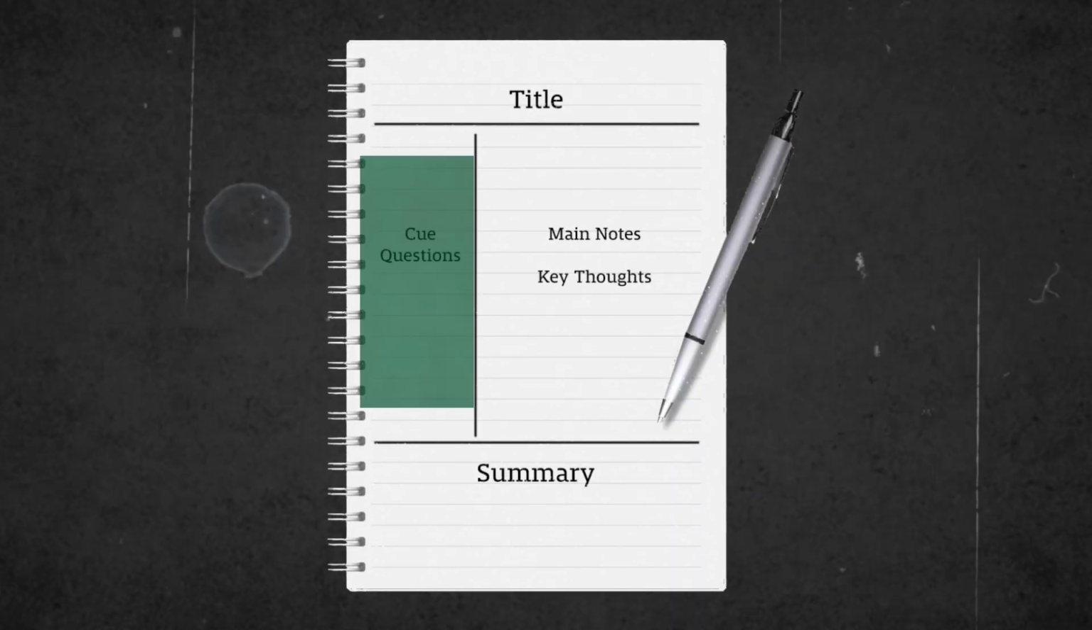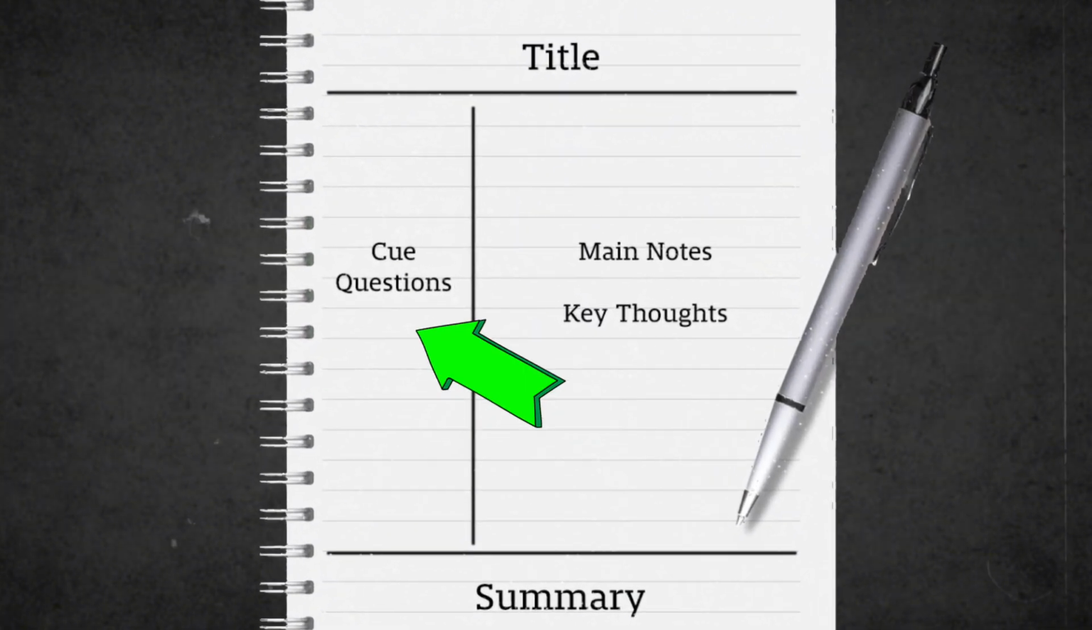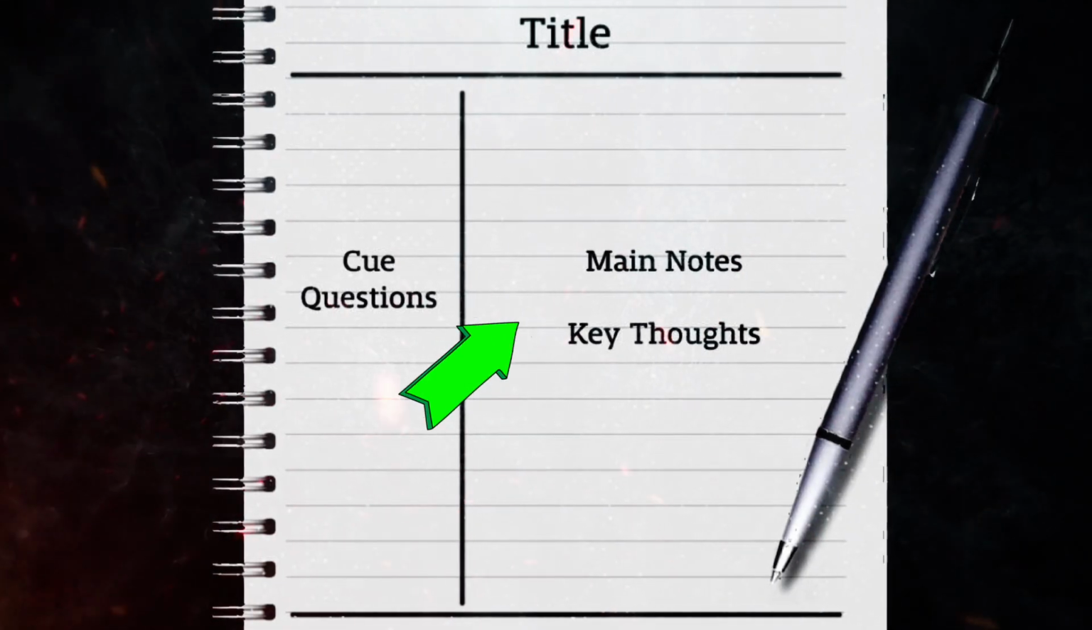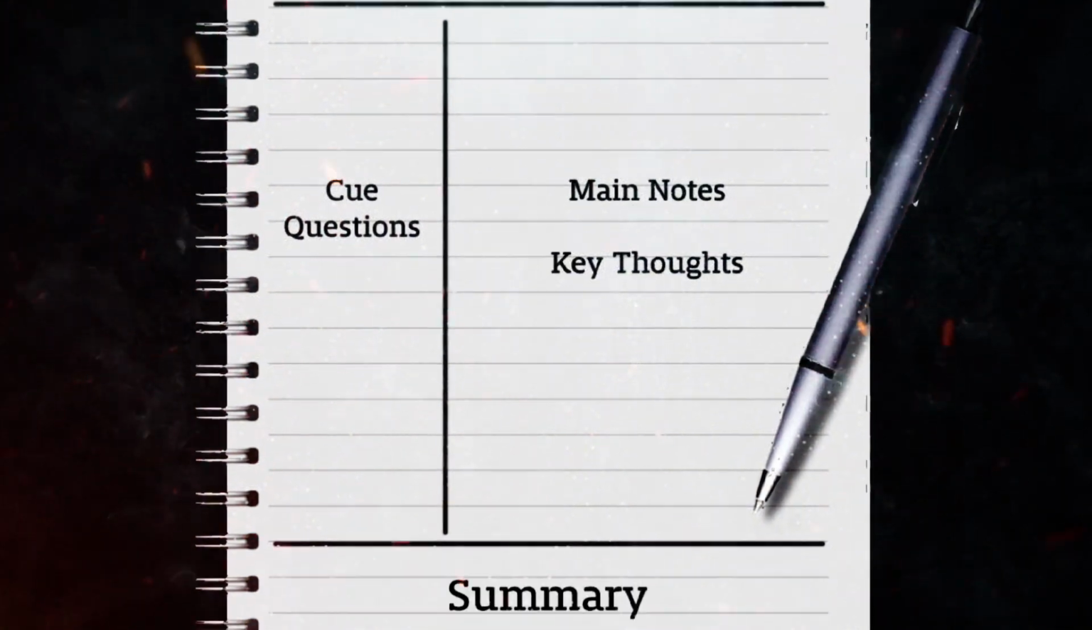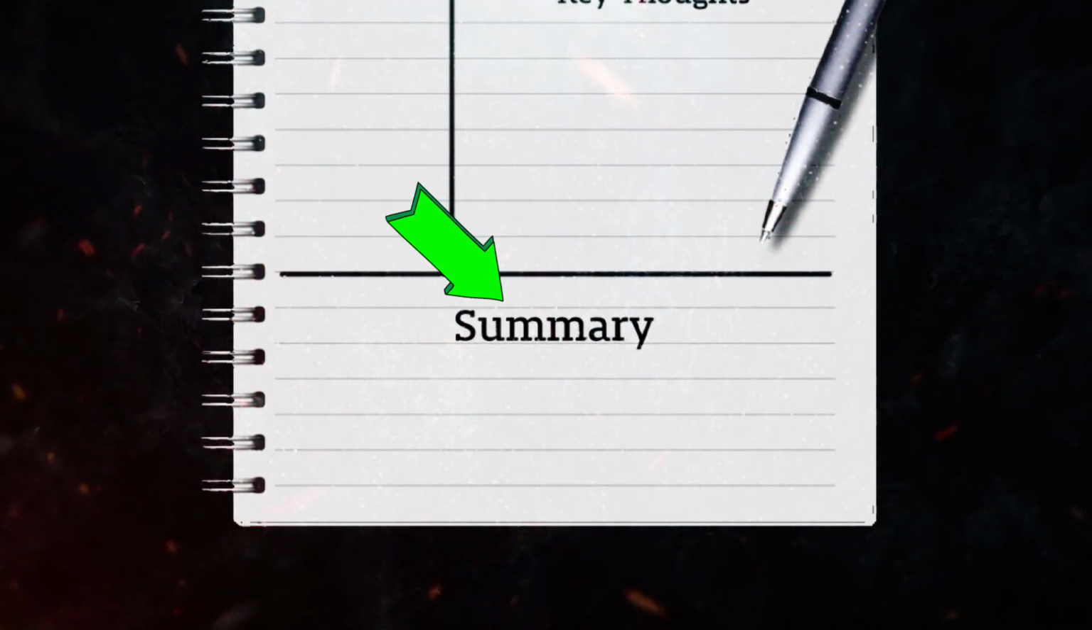The first method is the Cornell Method. The Cornell Method involves dividing your paper into 3 sections: a narrow column on the left for cues, a larger area on the right for notes, and a bottom section for summarizing the main ideas.